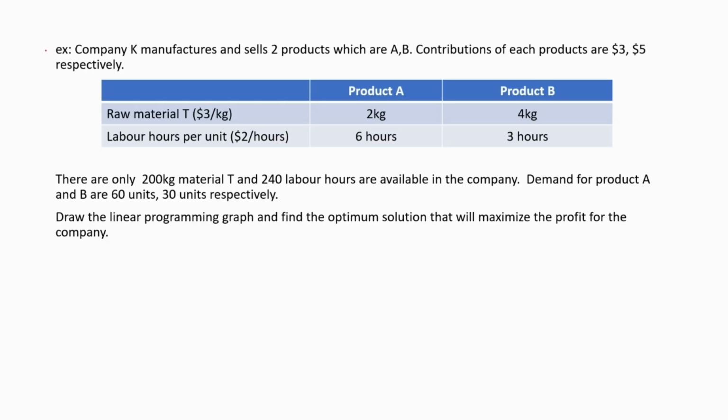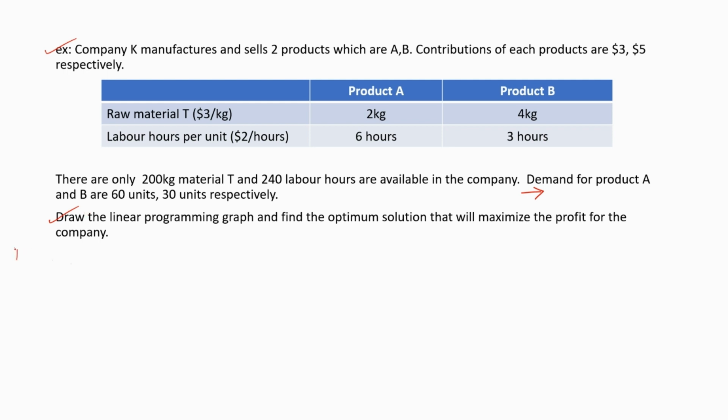Now let's do this example. This is the same example as earlier, but there is a difference, which is that now the company has demand constraints. Demand for product A and product B are 60 units and 30 units respectively. If you can remember, in the early example, there were no demand constraints, but now the company has demand constraints. Draw the linear programming graph and find the optimum solution that will maximize the profit for the company.